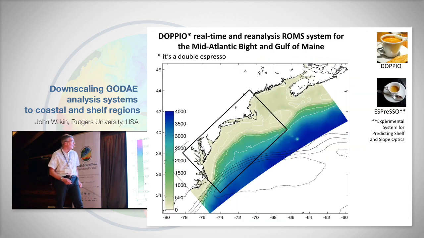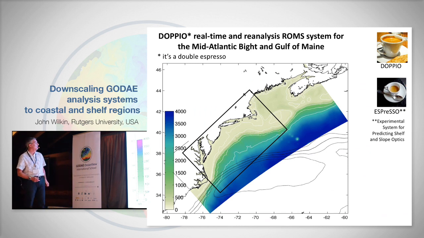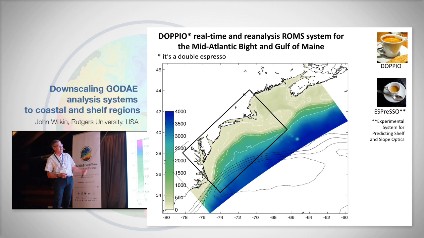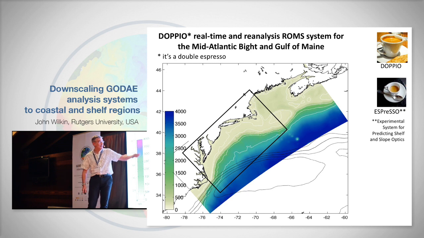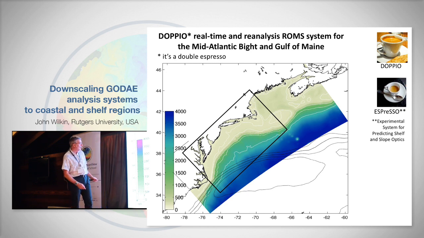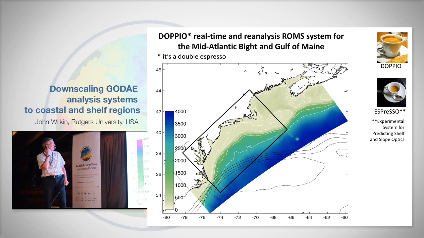So, okay, now we're going to build this model. I'm going to have to speed up here. This is the domain we're calling, and we refer to this model as DOPIO. There's some history to this. Our old prototype model was a small thing we called Espresso, for Experimental System for Predicting Shelf and Slope Optics, and the new domain is about twice as big, so it's a double espresso, DOPIO. People keep asking me, what does DOPIO stand for?